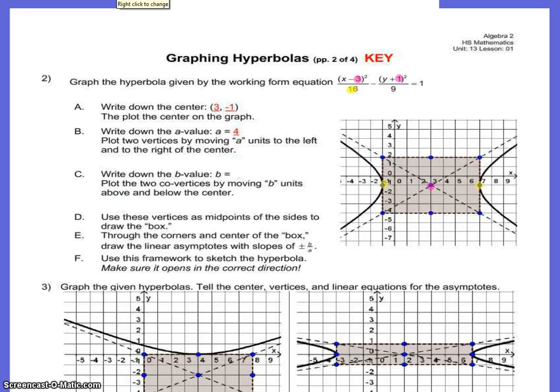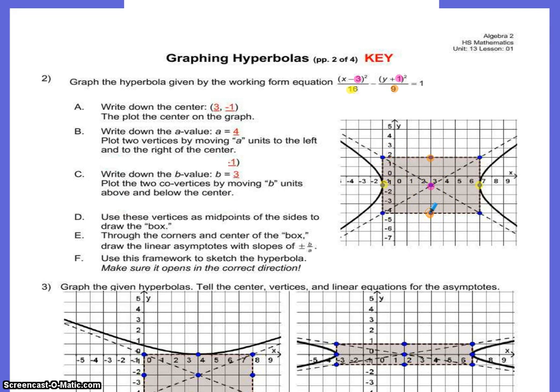So how do I calculate my b? I know that I'm going to have to focus now on my 9, and my square root of 9 is going to give me 3. So now I'm going to plot my two co-vertices by moving b units above and below. So I know that I'm going to have a point there and a point there.